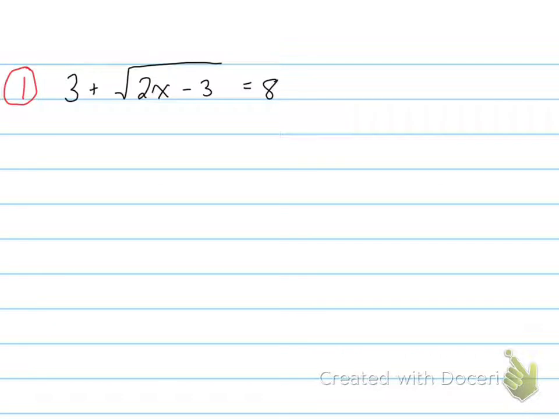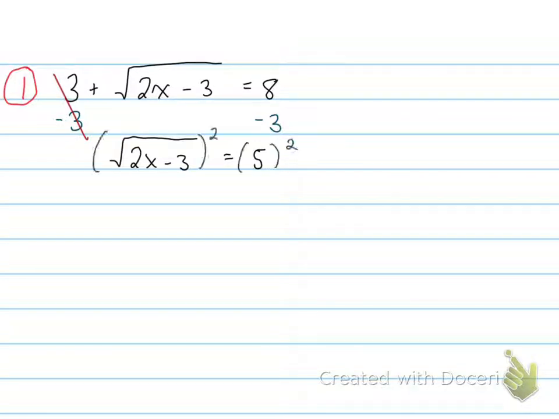What I'm going to do here is I'm always going to try to get that radical by itself, similar to when we worked with absolute values and stuff like that. So I'll subtract both sides by 3. Now I'm left with the square root of 2x minus 3 equals 5. Now the opposite of taking a square root is to square this, so that's what I'm going to do to both sides to get rid of that radical. I'll square both sides, and now I'm left with 2x minus 3 equals 25.